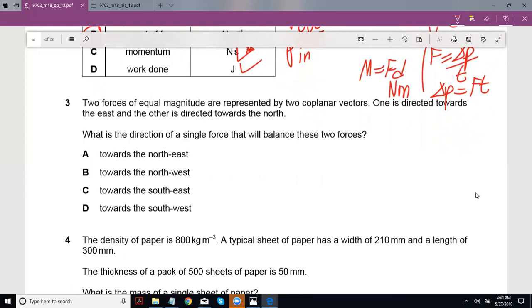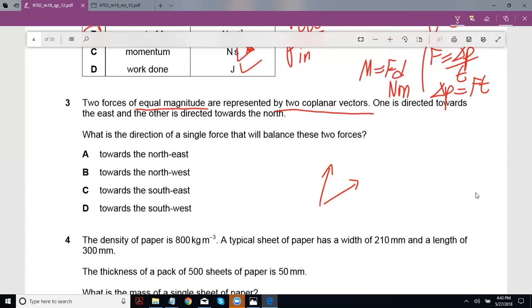Two forces of equal magnitude are represented by two coplanar vectors. Ashad, what are coplanar vectors? Acting in the same plane. So basically, think of it like this: for our intents and purposes, they're both on the page. One's not going to be coming out of the page. One's not going to be going into the page. So acting in two dimensions only, X and Y, they don't have your Z axis.